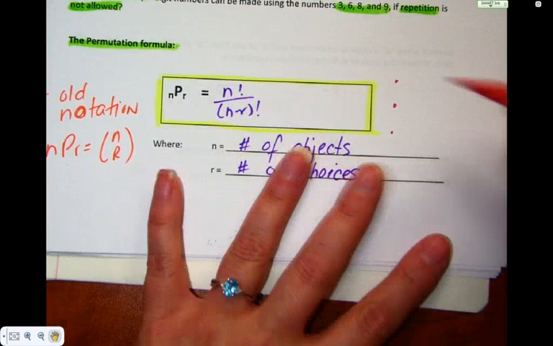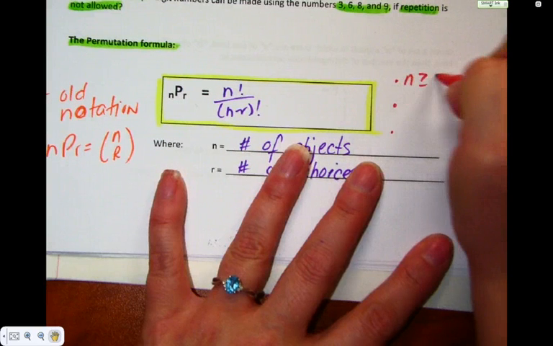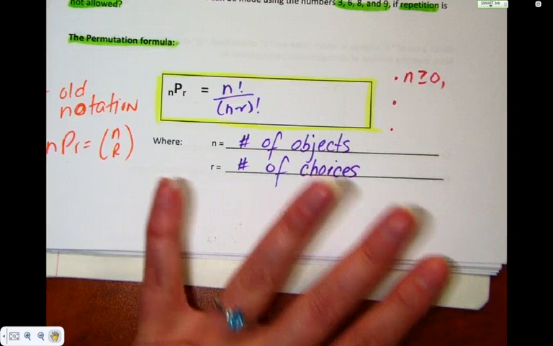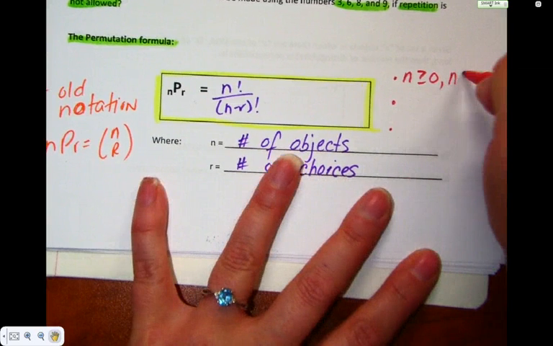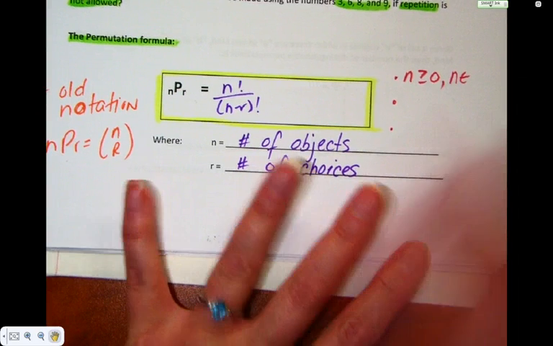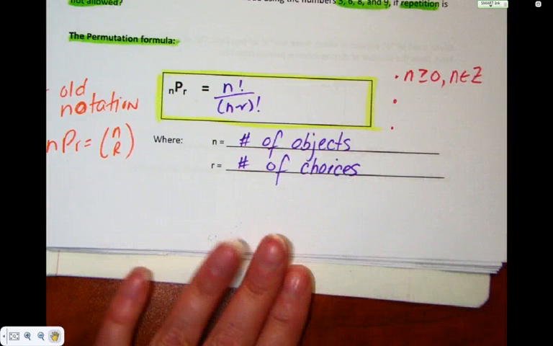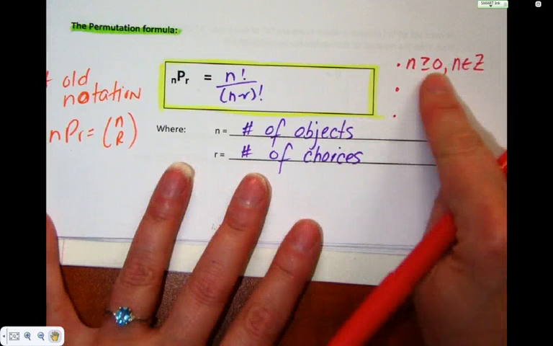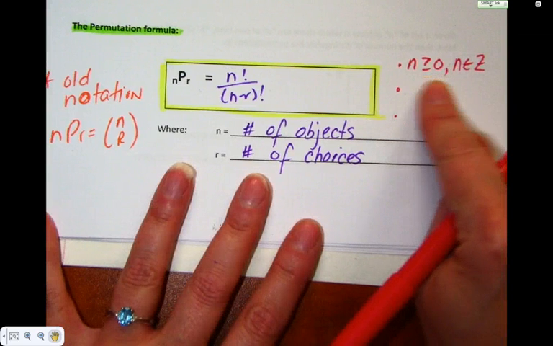So how do we word that? Well, we're going to say n has to be greater than or equal to 0, comma, n is an element of... whole numbers? Integers. Why integers if we can't have negatives? Because we've already defined it here that it's positive.